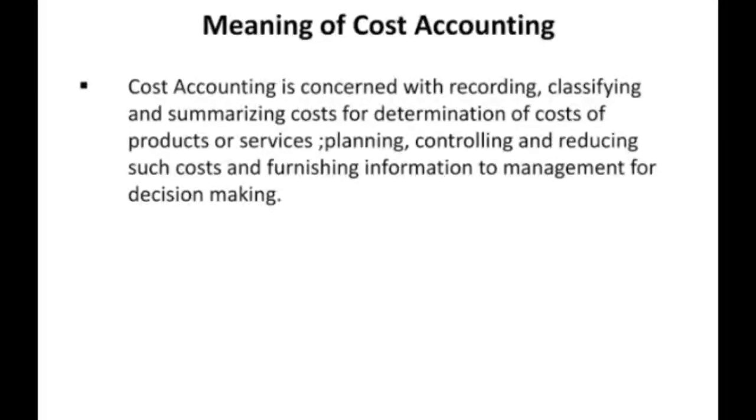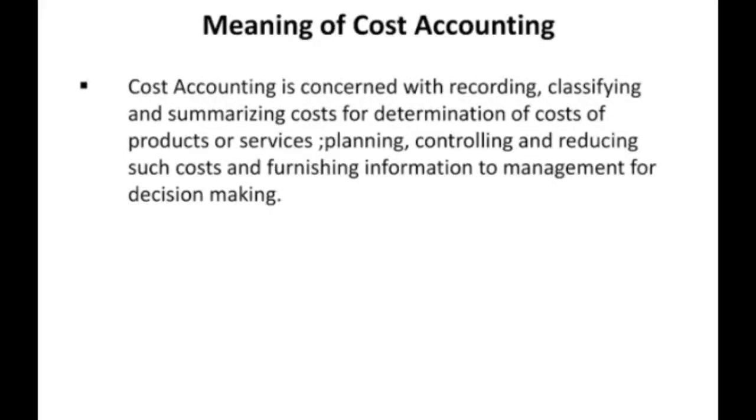Cost accounting is concerned with recording, classifying, and summarizing costs for determination of cost of product or services. So, the first function of cost accounting is to determine all the items involved in the production process and to record them, classify them, and summarize them and to record the product cost. Then the other function involves planning, controlling, reducing such cost and furnishing information to the management for decision making.